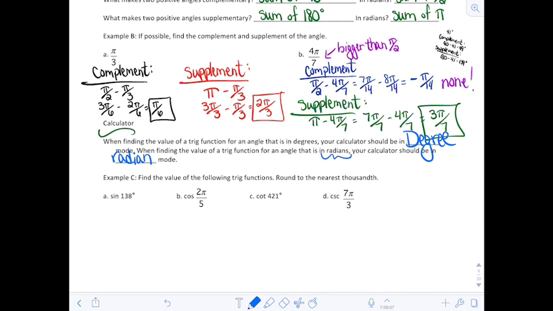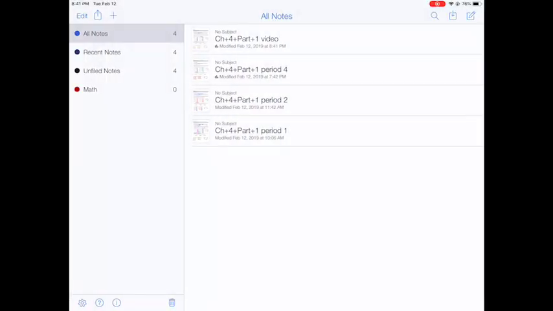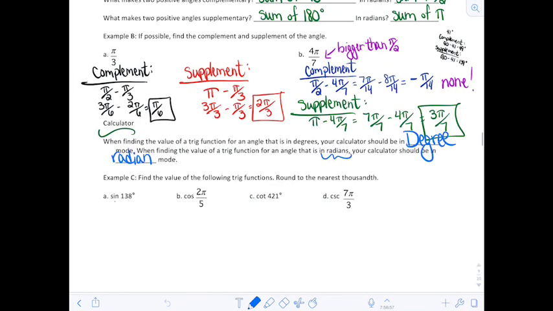So we're going to find the value of the following trig functions using your calculator. As we do these, I would really suggest pausing the video and making sure that you can do them yourself. So the sine of 138, make sure that you are in degree mode and just type that in. To the nearest thousandth, you should get 0.669.